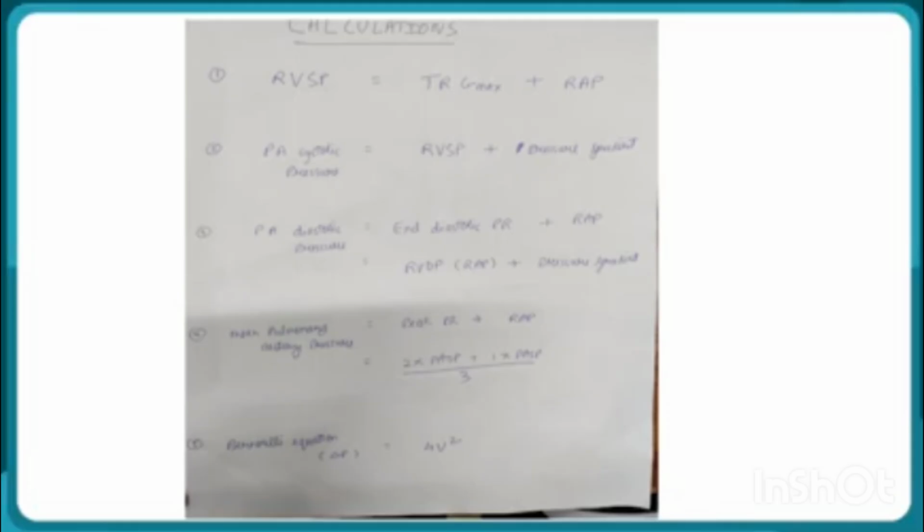This is the summary of formulas, 5 formulas which we have to remember. Firstly, RV systolic pressure we can calculate by TR gradient max plus RA pressure. For PA systolic pressure, it is RV systolic pressure plus the pressure gradient. For calculating PA diastolic pressure and mean PA pressure, we use the pulmonary regurgitation jet. For pulmonary artery diastolic pressure, we use the end diastolic PR plus the RA pressure. And for mean pulmonary artery pressure, we calculate by peak PR pressure plus RA pressure, as will be demonstrated in a further video. And Bernoulli's equation we all know, delta P is 4V square.